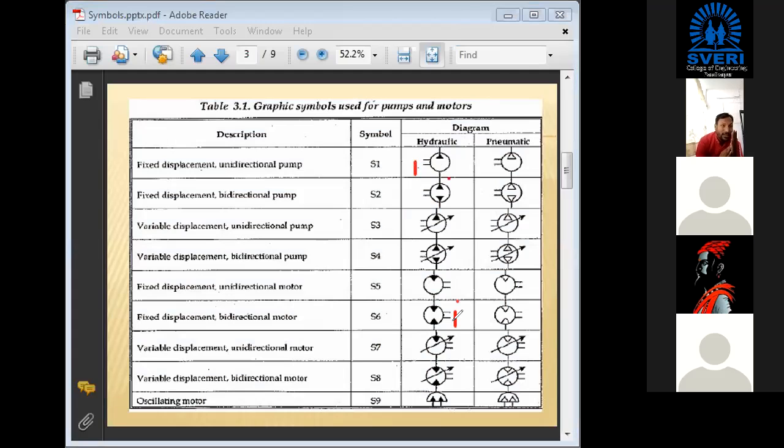First I gave the explanation about the direction, and this was the difference in the graphical symbol. Getting it?